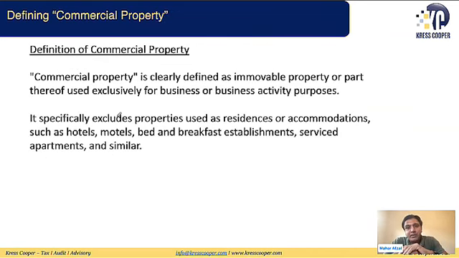How have they defined commercial property in the related decision? Commercial property is considered immovable property or part thereof used exclusively for business or business activity purposes. This doesn't include use as a residence.